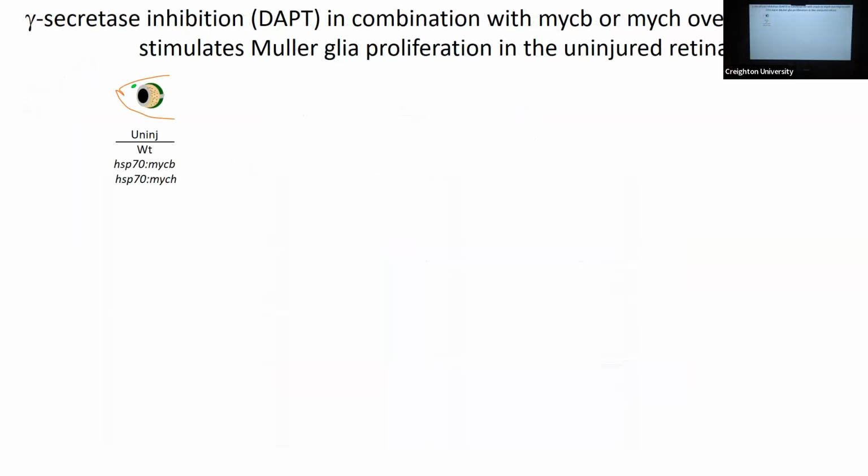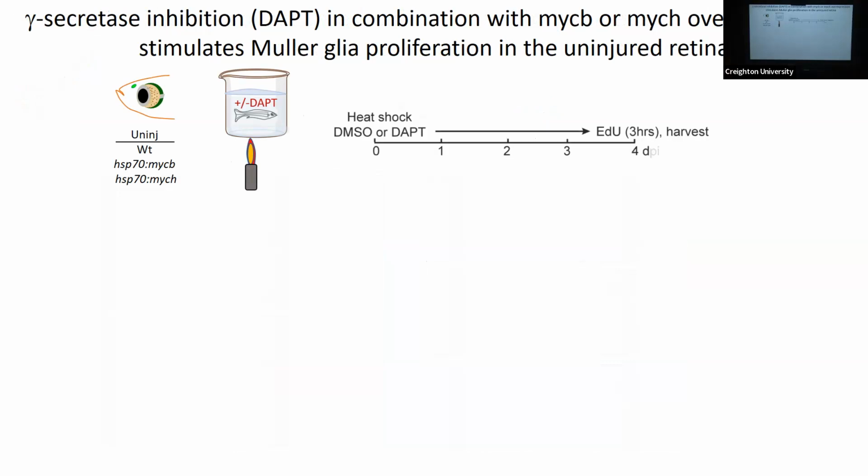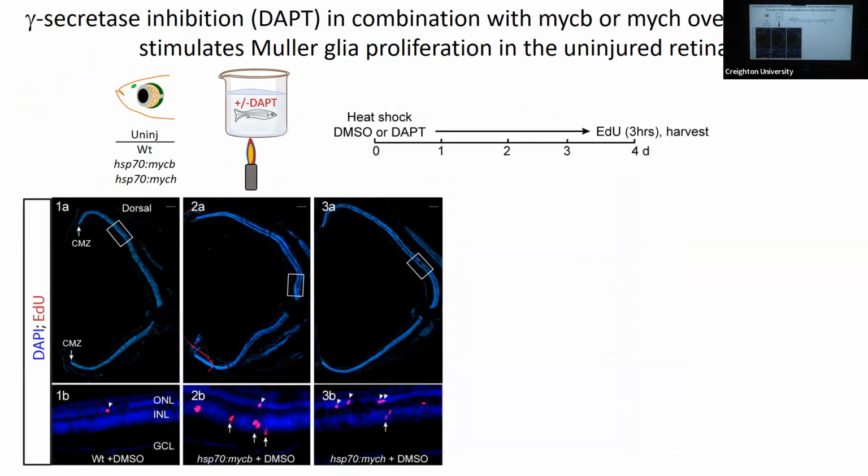So we did that. And these are the animals. We put them in DAPT. We heat shock them. We don't really use fire. And then we pulsed them with EdU 3 hours before sacrifice. And what we found is something quite remarkable.